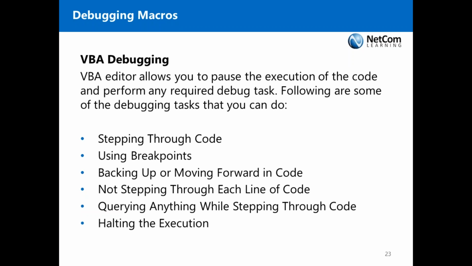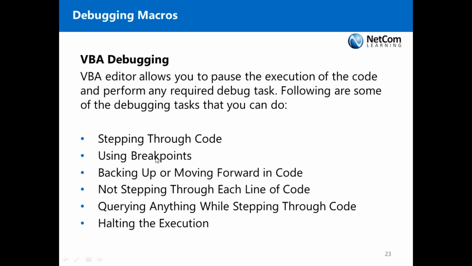The VBA debugging. The VBA editor allows you to pause the execution of the code and perform any required debug task. Following are some of the debugging tasks that you can do. You can do stepping through the code. So when you click the button to execute the macro, or you just execute it from the macro window, it will stop at the start and wait for you to command it to continue. This works because you can see step by step what's happening in your macro, and you can follow it when something weird happens with the behavior.